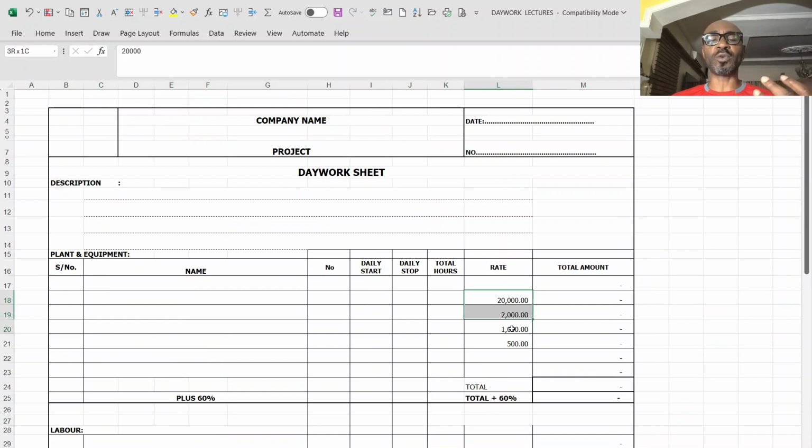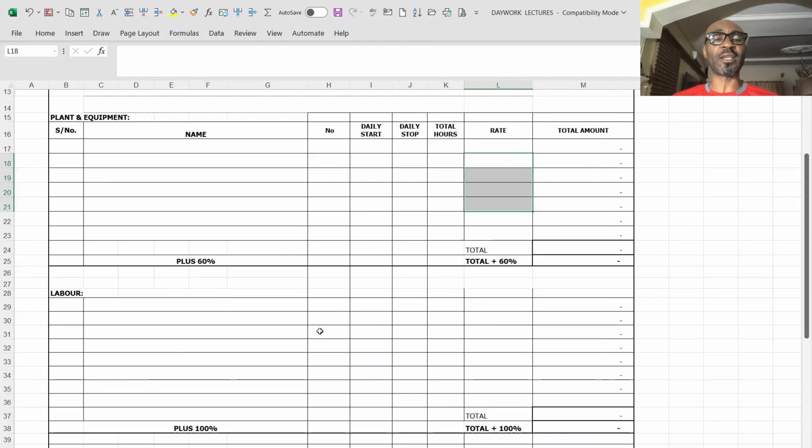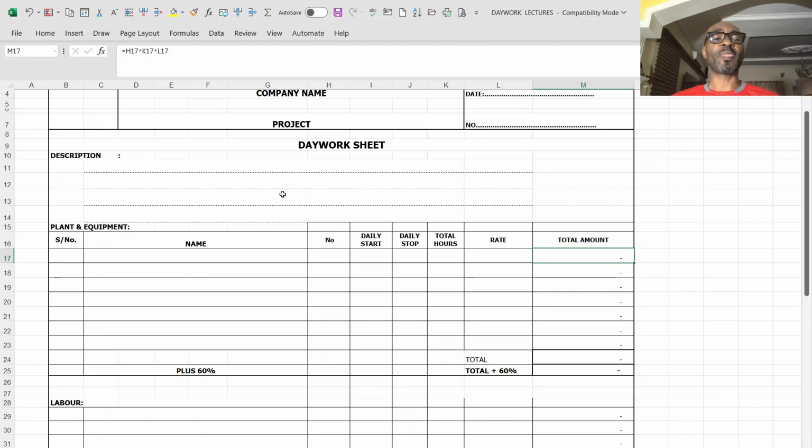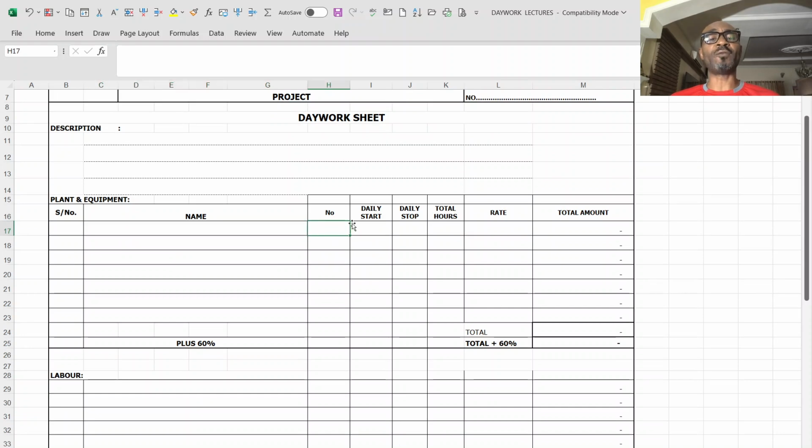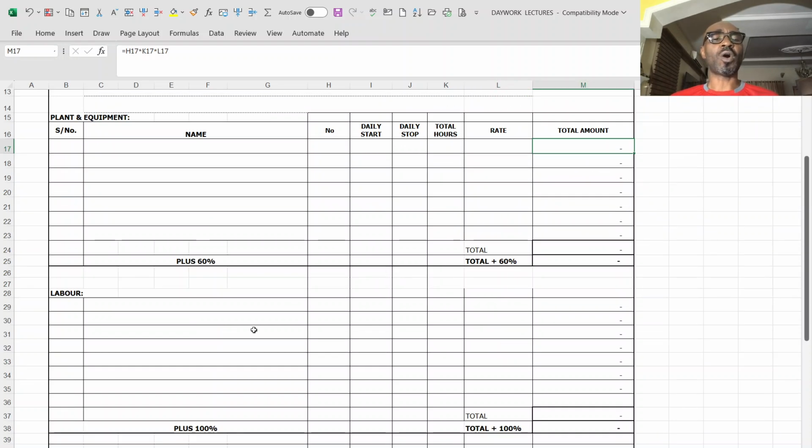So we can now make a typical example of what I did. I have the area where I have the description of the kind of equipment, material or labor I want to deploy, the number of the equipment I am deploying, and when the equipment starts work and when it stops work, and the total hours it has achieved by the day, and the rate for the equipment per hour, and the amount.